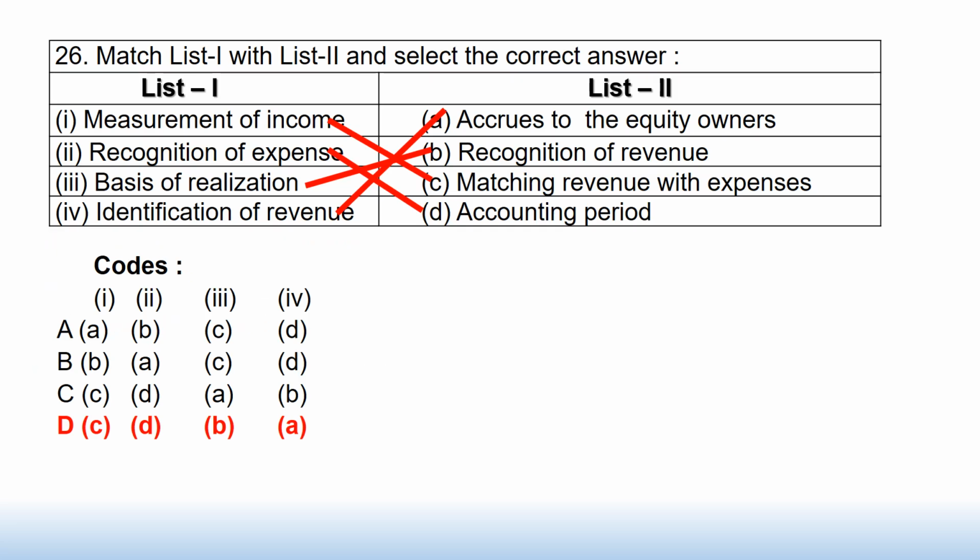Match list 1 with list 2 and select the correct answer. Measurement of income is matched with matching revenue with expenses. Recognition of expenses is matched with accounting period. Basis of realization is matched with recognition of revenue. Identification of revenue is matched with accrues to the equity owners. So the answer is option D.